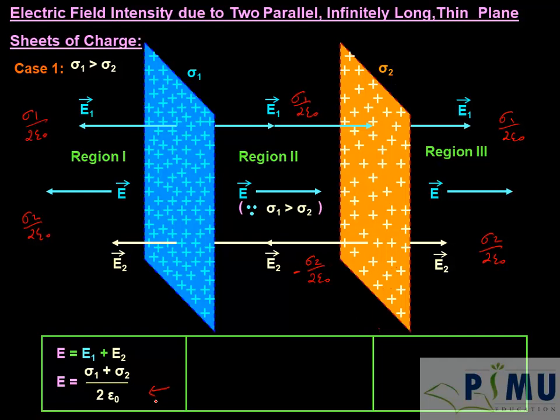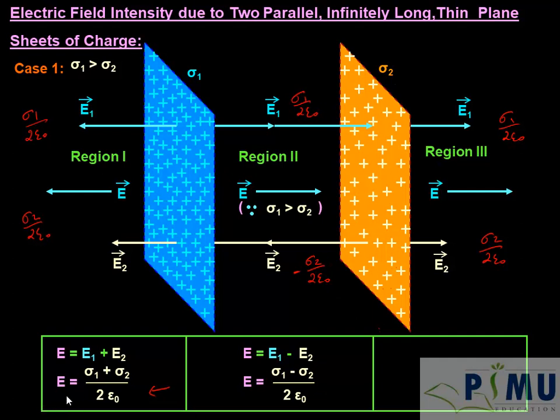Now talk about region 2. Sigma 1 by 2 epsilon naught, sigma 2 by 2 epsilon naught. So it will be E1 minus E2. So sigma 1 minus sigma 2 divided by 2 epsilon naught will come. If you add these two, sigma 1 by 2 epsilon naught, sigma 2 by 2 epsilon naught, it will be sigma 1 minus sigma 2.